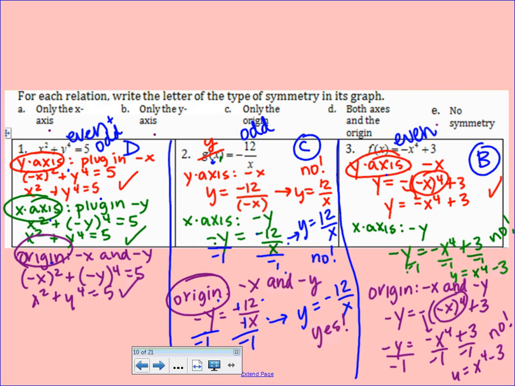So you have to read the directions and read what the question's asking. Sometimes I ask you, is it even or odd? Sometimes I ask you what kind of symmetry it has: x-axis, y-axis, origin. So just make sure you read the question it's asking. Cool?